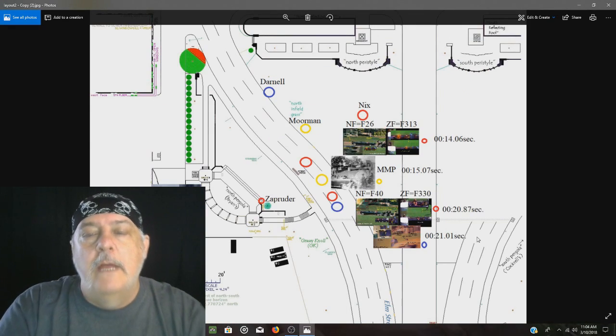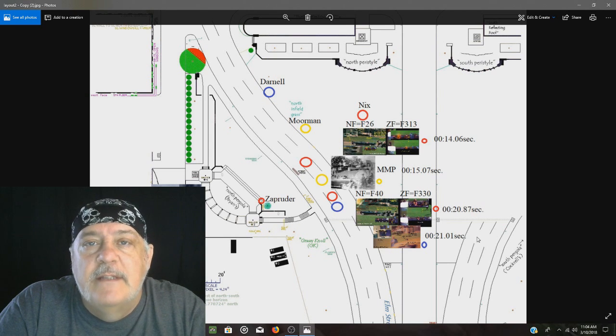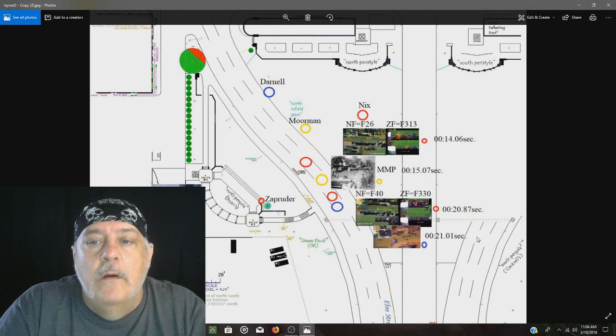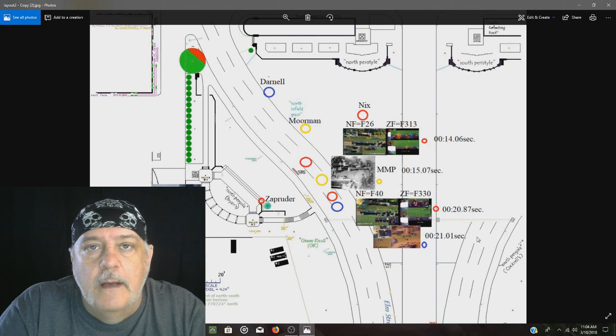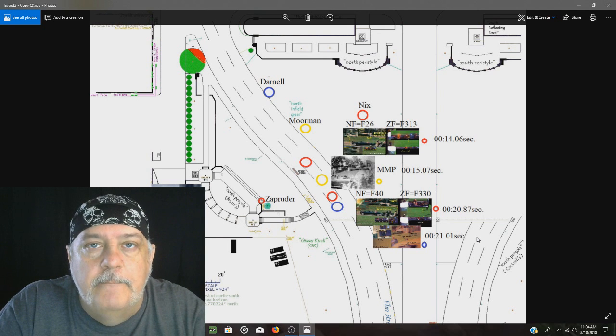Mary Moorman took her image at exactly 15.07 seconds when we place them back in time frames. So she took her image of the gunman 1 second, 0.01 after the fatal headshot.